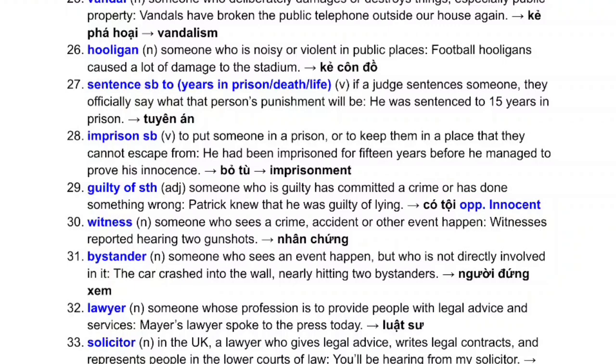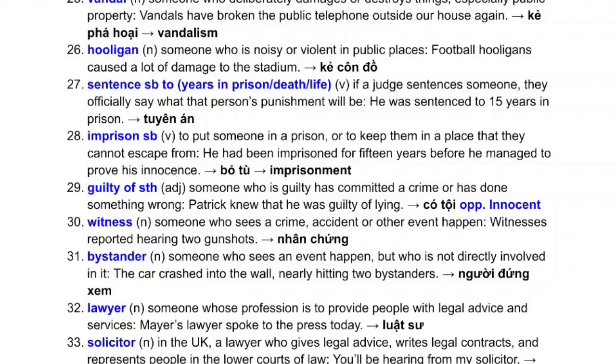29. Be guilty of something. Someone who is guilty is the one who has committed a crime or has done something wrong. Example: Patrick knew that he was guilty of lying. The opposite of guilty is innocent.